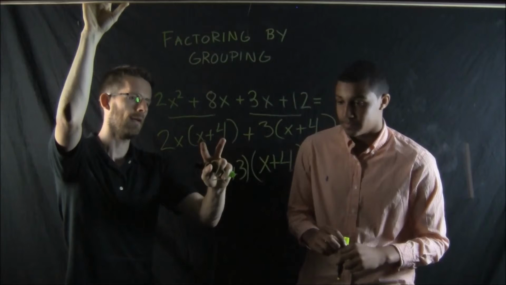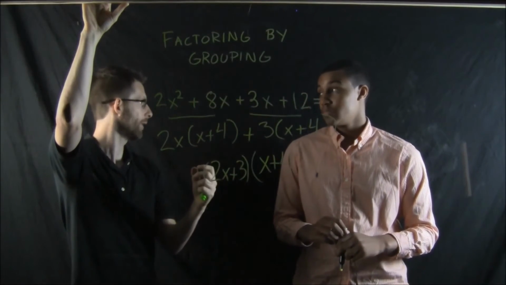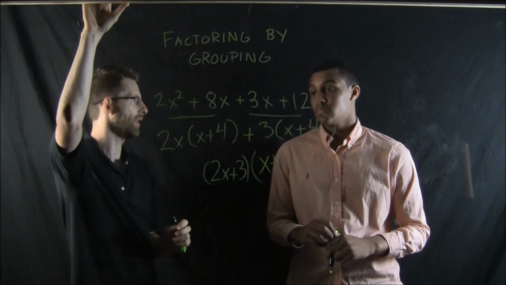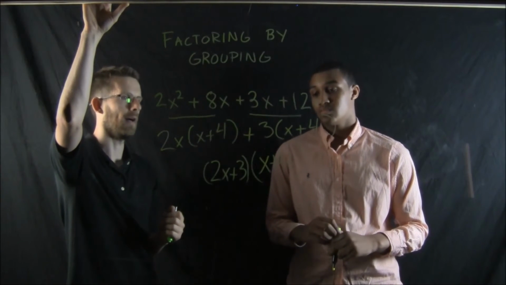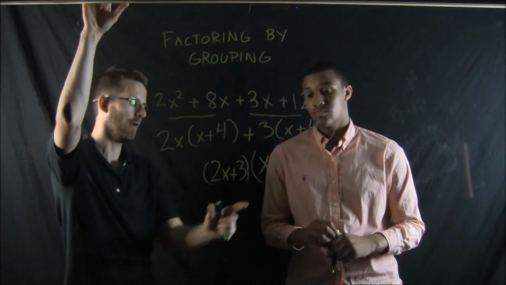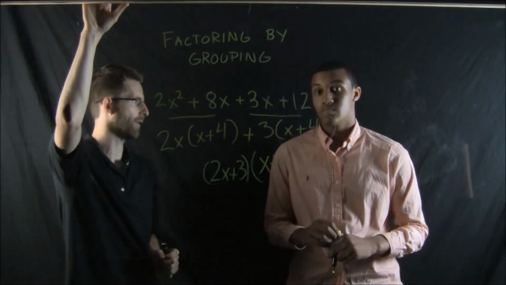Perfect. And when you're actually working this out and you don't have a common factor, then chances are you've made a mistake when you're working this kind of problem. But in this case, you ended up with x plus 4 on both, which allowed you to factor out the whole thing.